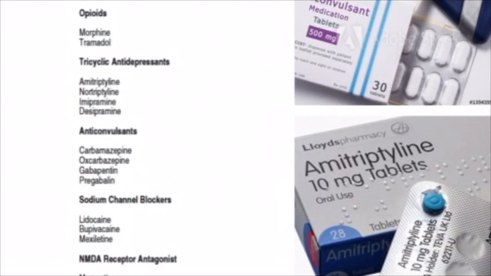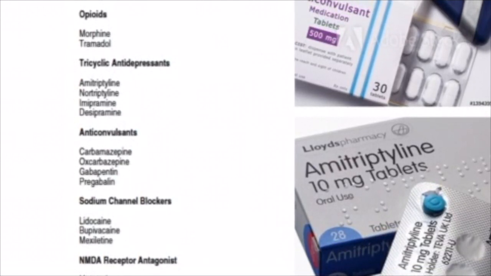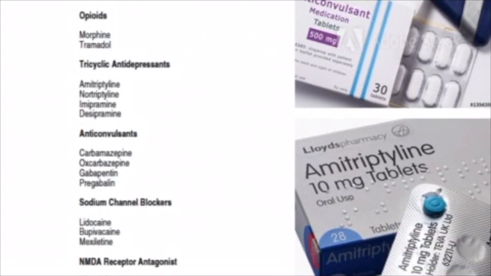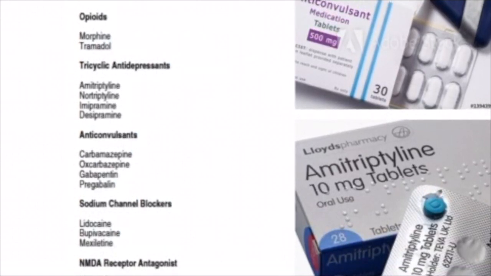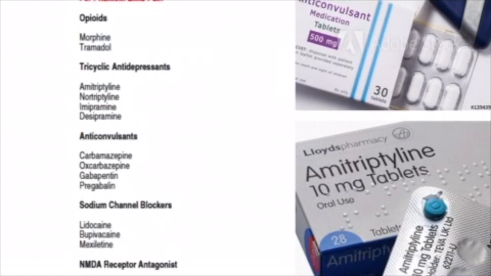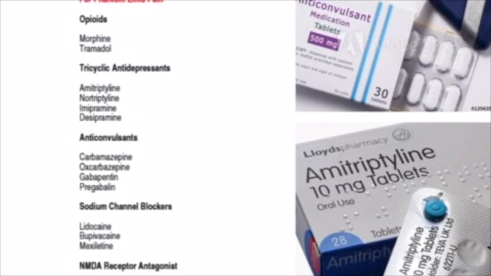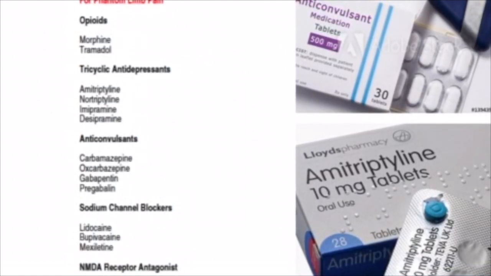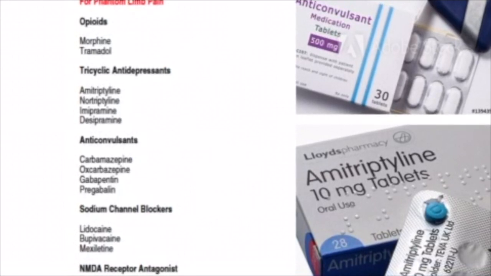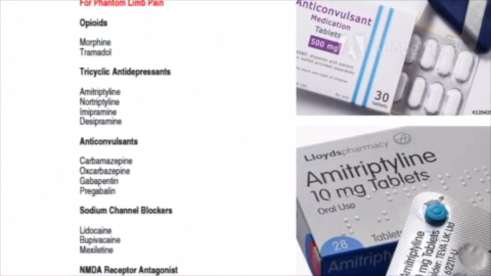NSAIDs and opioids are prescribed strictly for pain management. Muscle relaxants help to reduce skeletal muscle spasms, relieve pain, and increase mobility in their affected limb. The two major medications used to treat phantom limb pain are antidepressants and anticonvulsants.